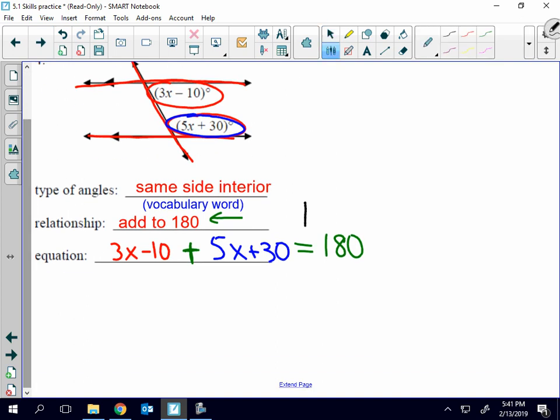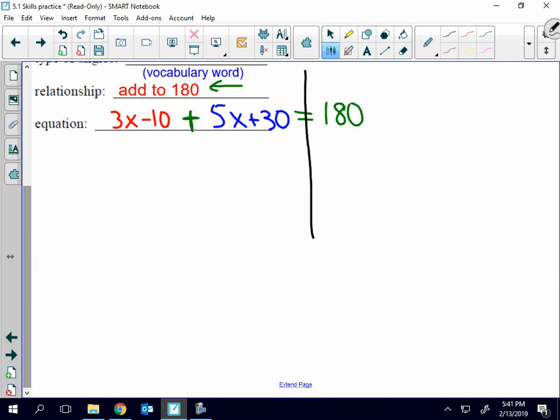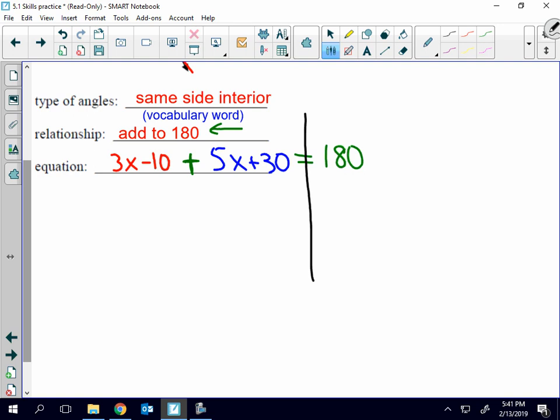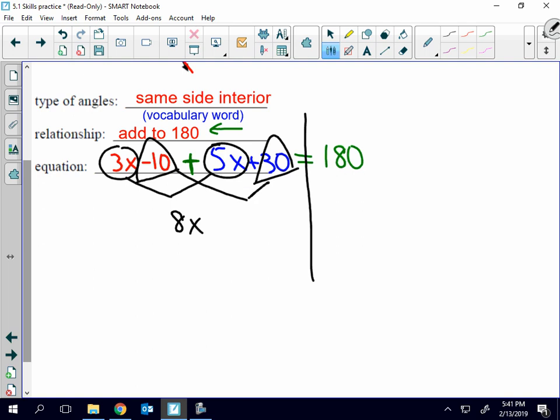All right, I have a whole bunch of stuff going on the left-hand side, which means I need to combine my like terms because they're on the same side. I can combine the variables, I can combine the constants here. So 3x and 5x is 8x, and negative 10 and positive 30 is plus 20. And that equals 180 over here. So we've combined all our like terms.